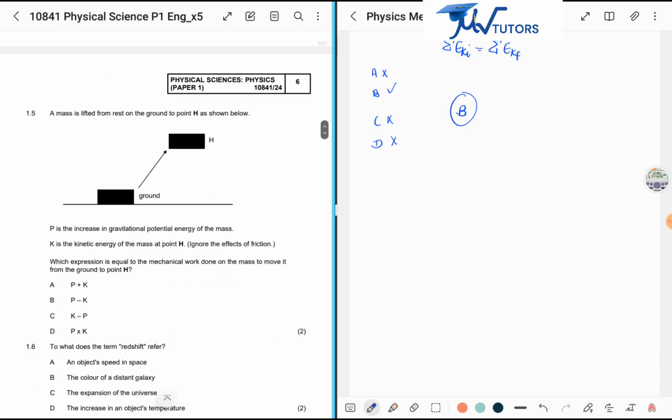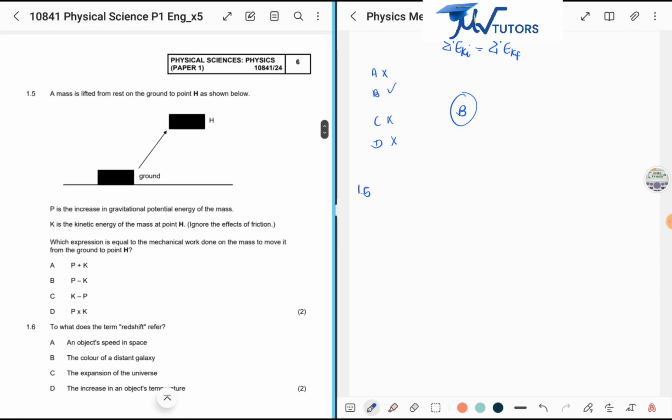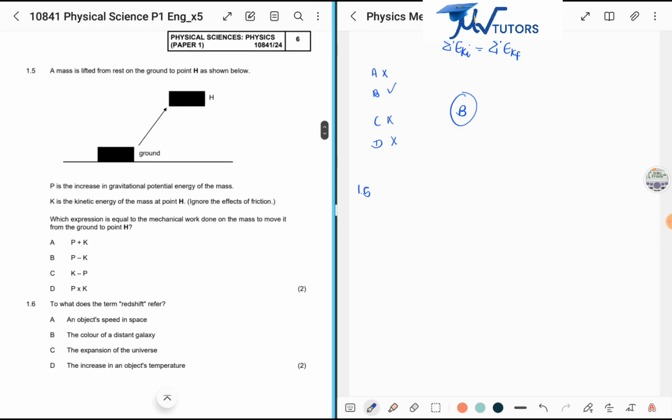All right, 1.5. A mass is lifted from rest on the ground to point H as shown below. So P is the increase in gravitational potential energy of the mass. K is the kinetic energy of the mass at point H.